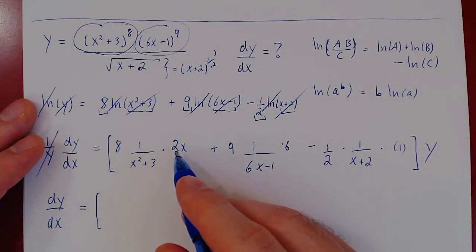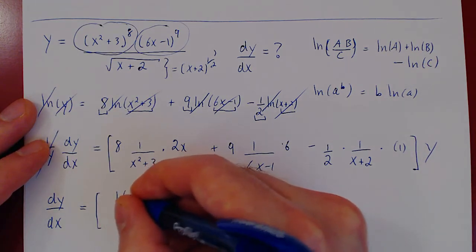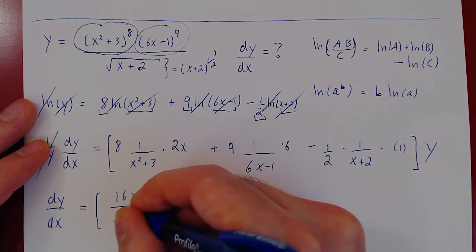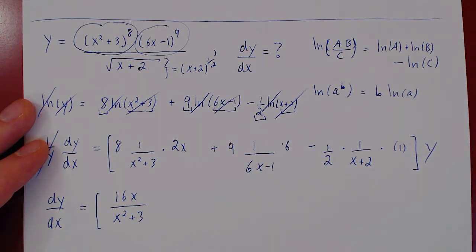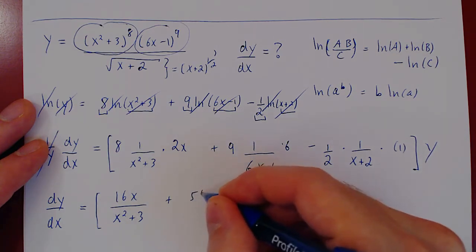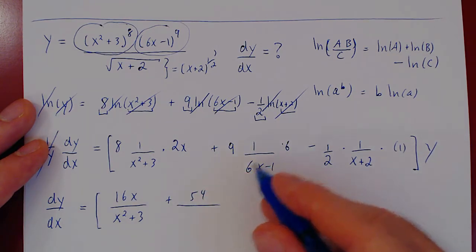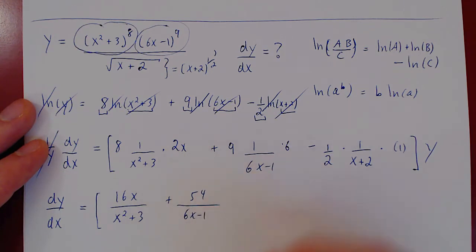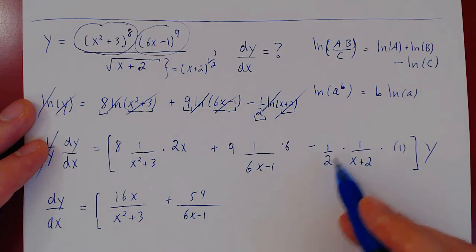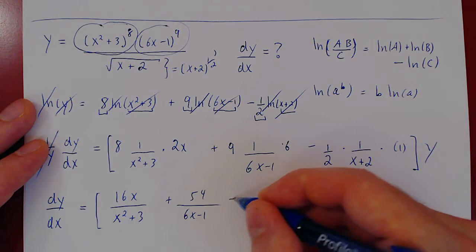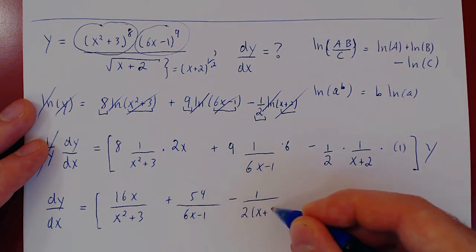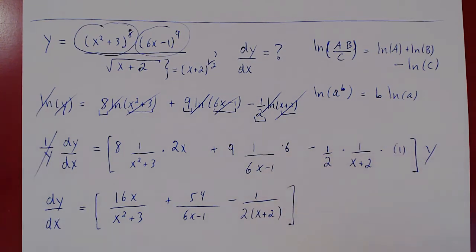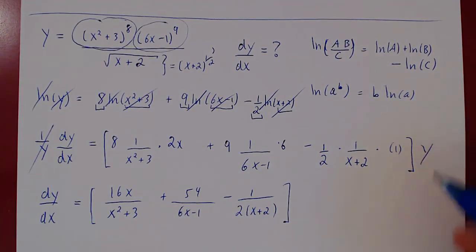8 times 2x, that's 16x, so 16x over x squared plus 3, plus 9 times 6 is 54, so plus 54 over 6x minus 1, minus 1 on top, so minus 1, over 2 times x plus 2. And don't forget the leftover y.